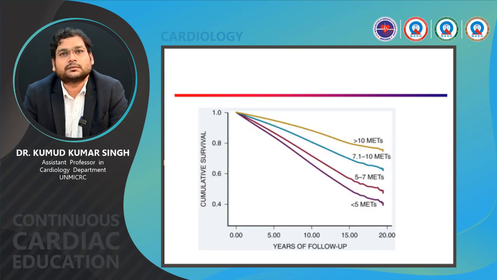So this chart shows on the x-axis the years of follow-up and on the y-axis the cumulative survival. We can clearly see that if the patient has more than 10 METs, the cumulative survival is more, and if the patient has less than 5 METs on exercise, the survival is less.